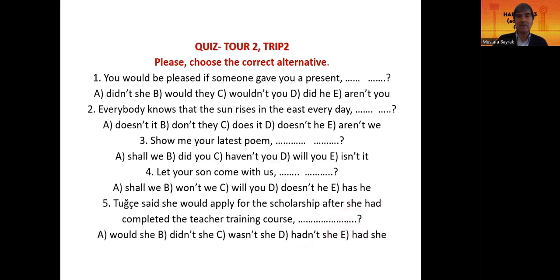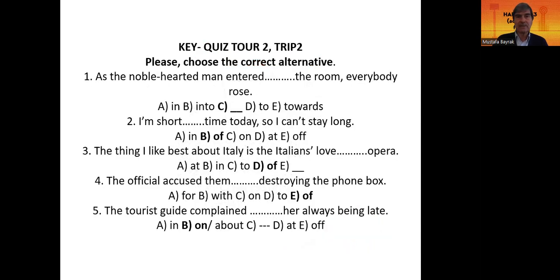Okay, quiz time. Please choose the correct alternative. Let's do it from the key to gain time. Question 1. As the noble-hearted man entered the room, everybody rose. There is no need to use a preposition. Enter does not take a preposition, but come in, go in mean enter. Enter the room.